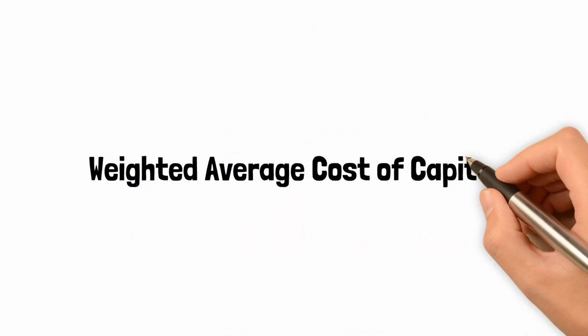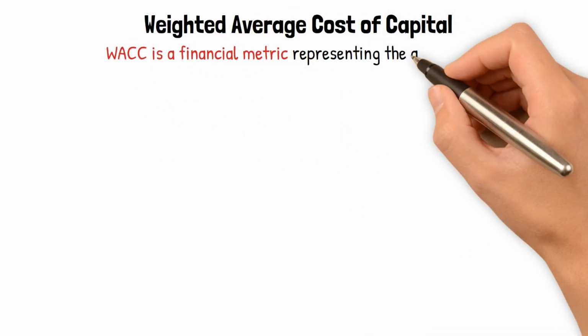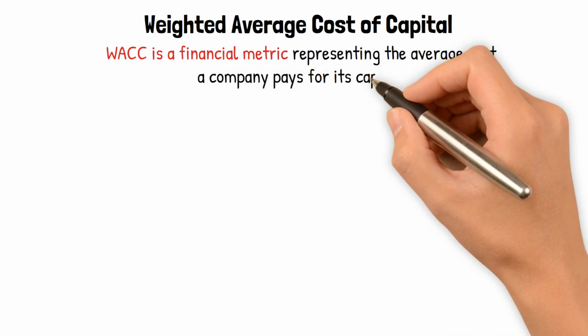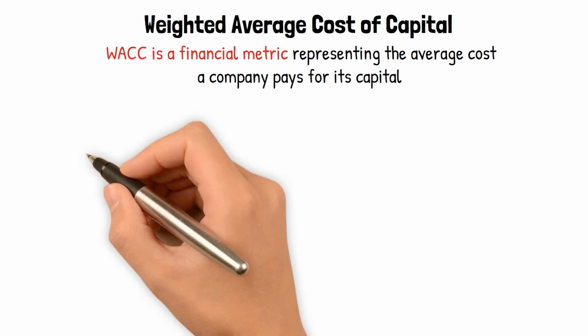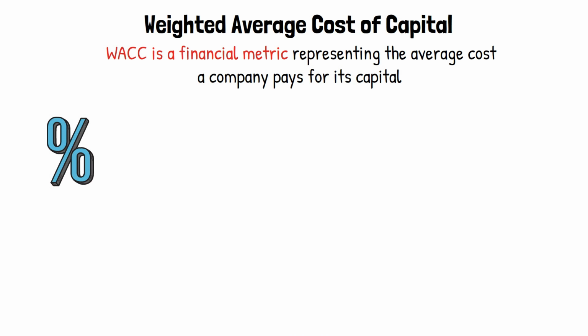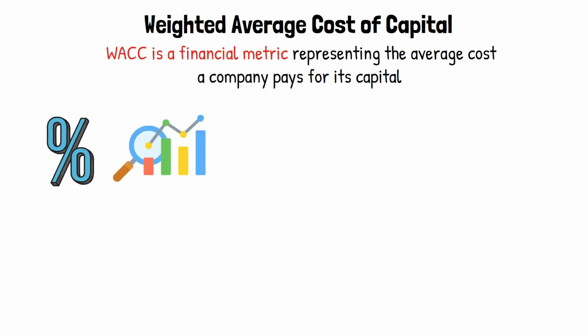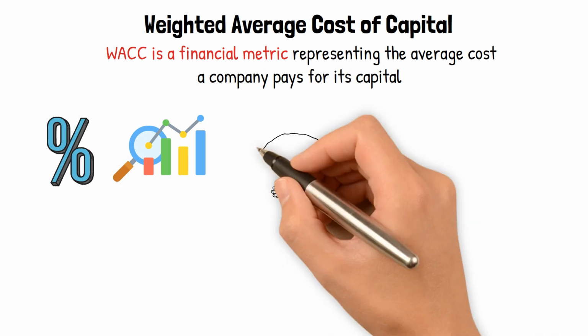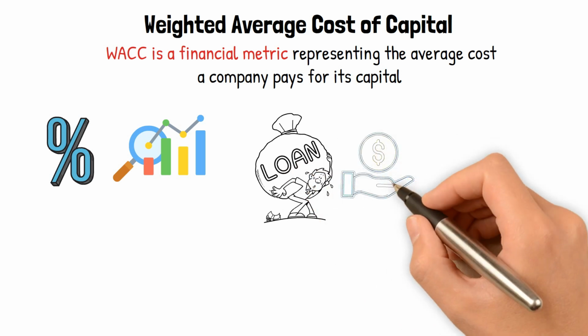Weighted average cost of capital. The weighted average cost of capital, sometimes abbreviated as WACC, is a financial metric representing the average cost a company pays for its capital, including equity and debt. It is used as a discount rate to evaluate investment projects or as a benchmark to assess a company's overall cost of capital. To calculate weighted average cost of capital, a company's debt and equity costs are weighted by the proportion of debt and equity in the company's capital structure.